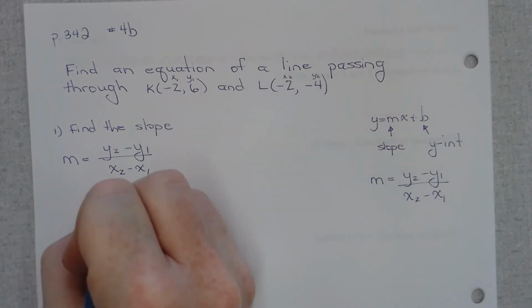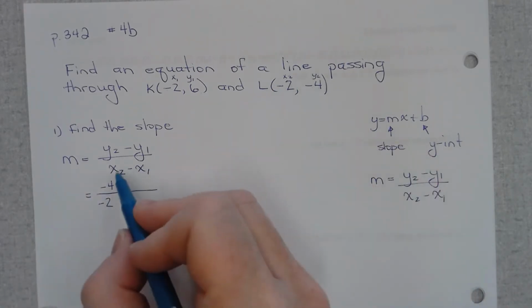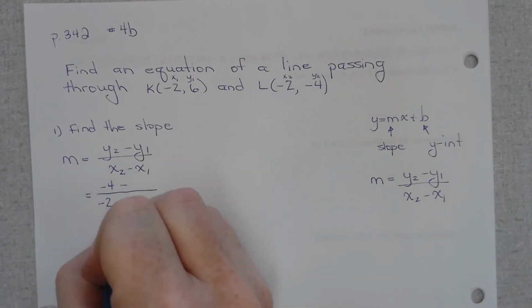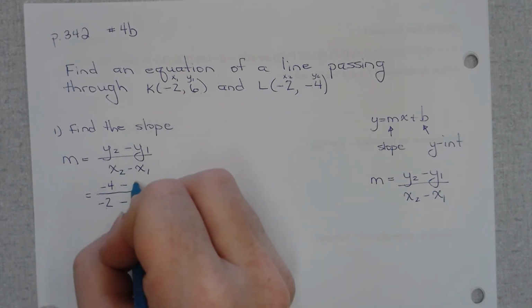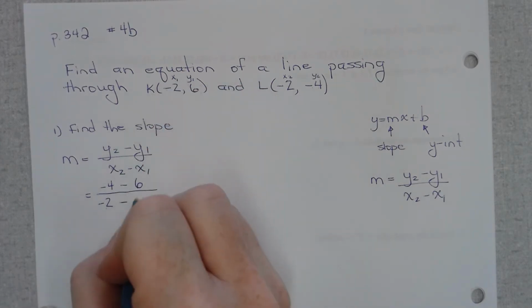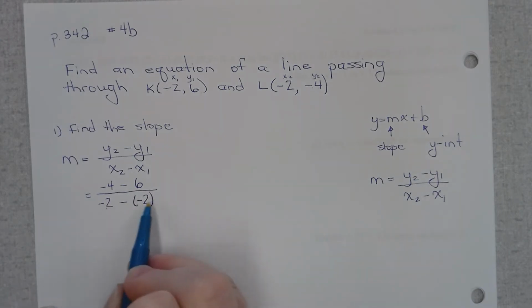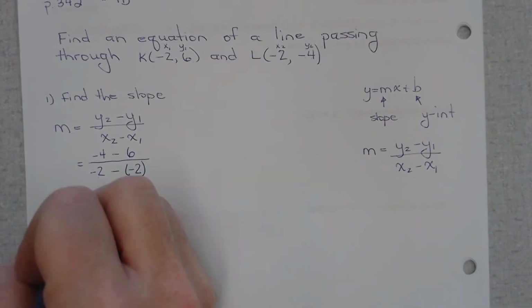So I'm going to write -4, and it's over -2. -4 is the y's, -2 is the x's. Then I need to subtract, and now I'm going to use my y1 and my x1. So my y1 is 6 and my x1 is -2. And remember, whenever you have a negative number in an addition or subtraction question, you want to make sure that you put that negative in brackets.